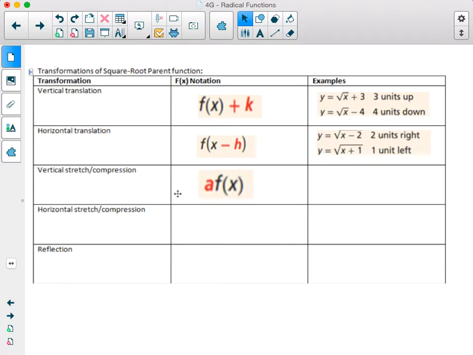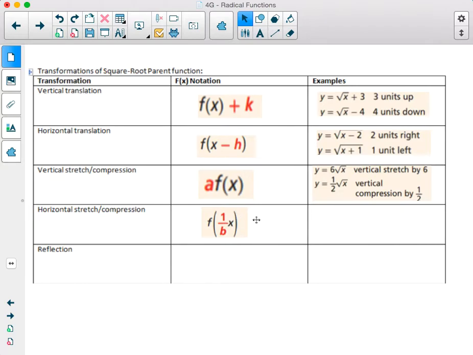Vertical stretches and compressions, right, is when we take our whole function, we multiply it by an a. We just did an example with that with the 4. And so we have stretched it vertically. Everything that happens outside of the function is what you would think. So 6 times the square root is a vertical stretch of 6, whereas 1/2 times the square root would be a compression of a half.